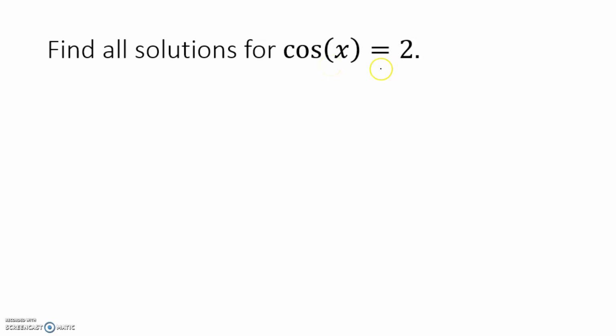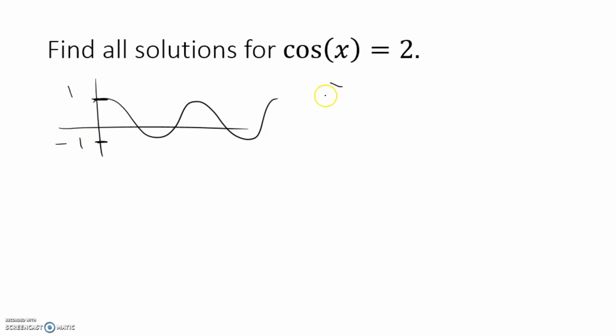Find all solutions for cosine x is equal to 2. Well, if you remember the graph of cosine, it starts at 1 and does this right here. It will never go above 1 and it never goes below -1. Since this 2 is outside of this range, we can say there is no solution.